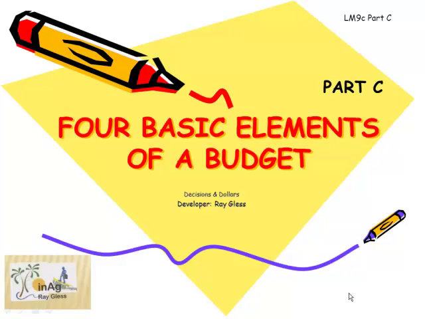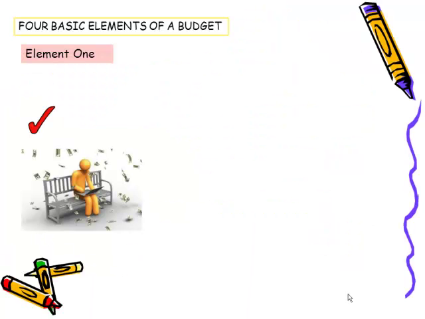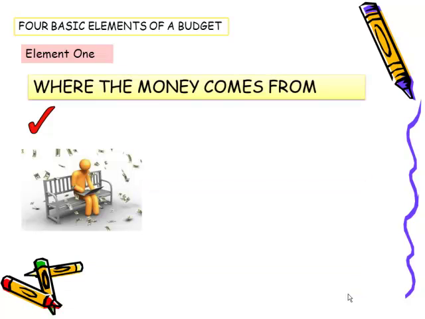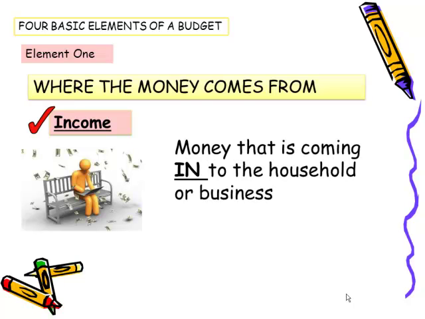We're in part C, the last of this series of talking about budgets. Understand the budget has four basic elements. The first element is where the money comes from, and most of the time in accounting terms we call that income. Income is money that's coming into the household or business. That's why it's classified as income. Examples could be your paycheck, contracts, sales, or revenues from other sources.